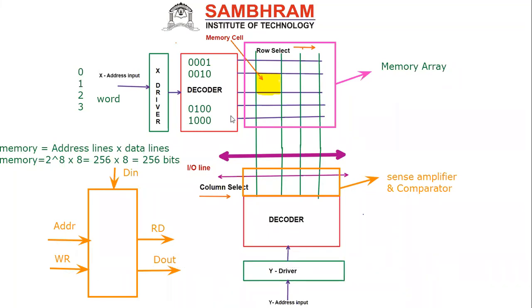So your memory size is normally what? The memory size is 2 to the power n cross n actually. This is nothing but your memory size. So now let us go and study the memory.